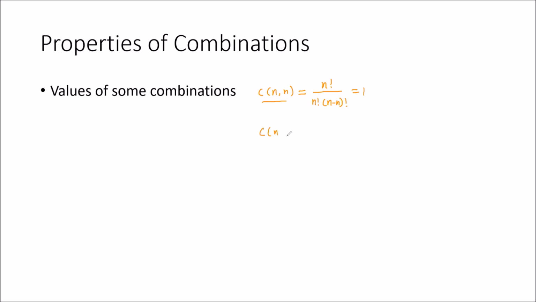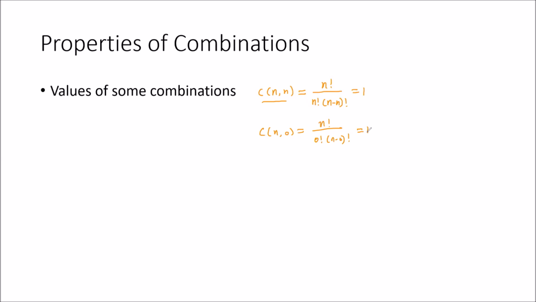Another one is C(n, 0). Using the formula again, you have n factorial over 0 factorial times (n minus 0) factorial. Again, it's 1. It seems weird to think that there's one way of selecting nobody. Well, consider it this way. You select nobody.